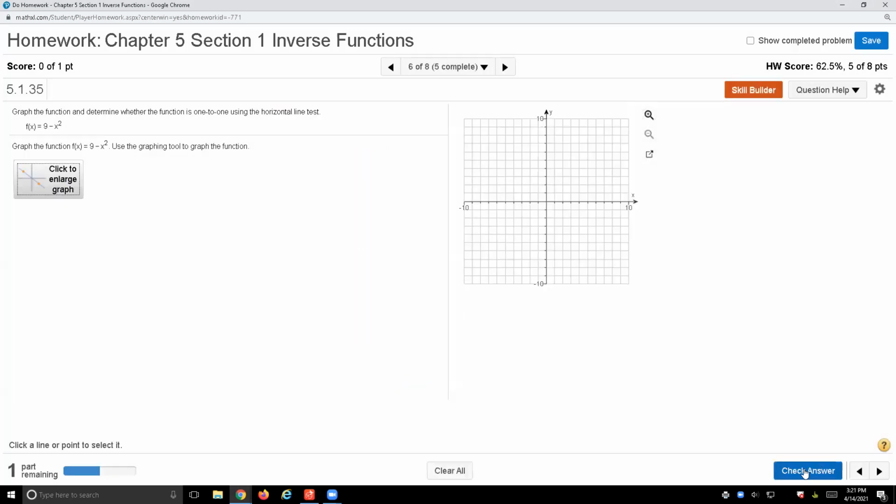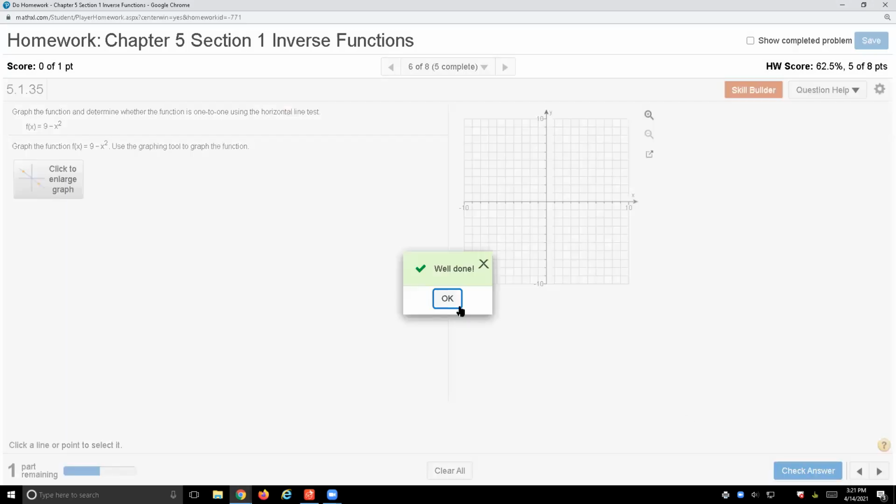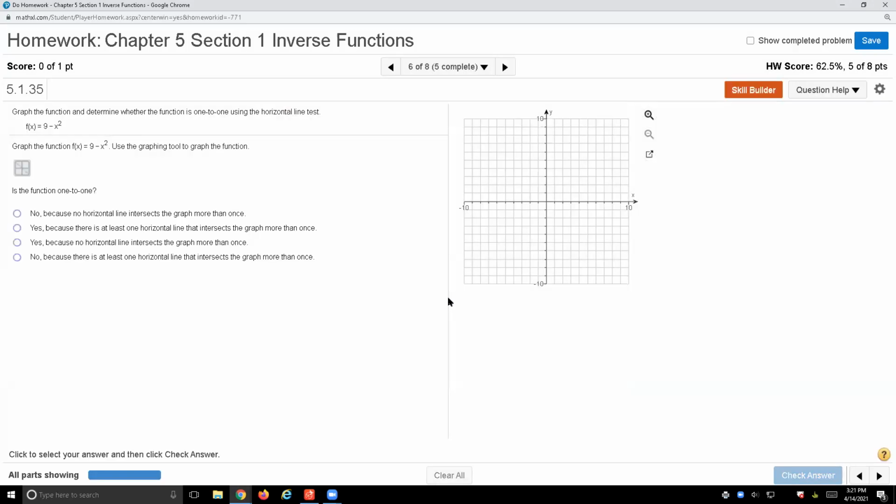Where did my graph go? It must have liked my graph.